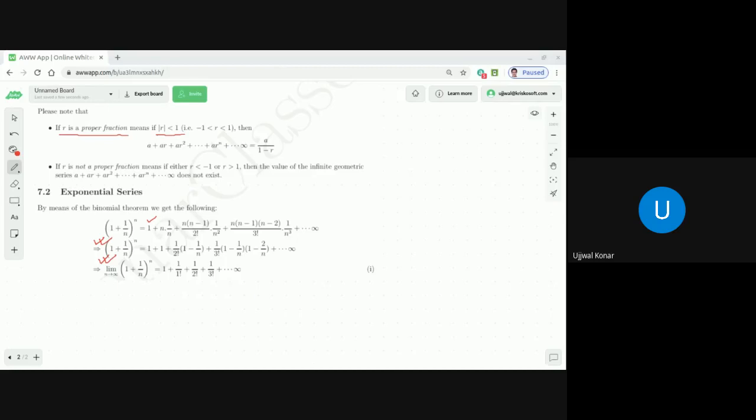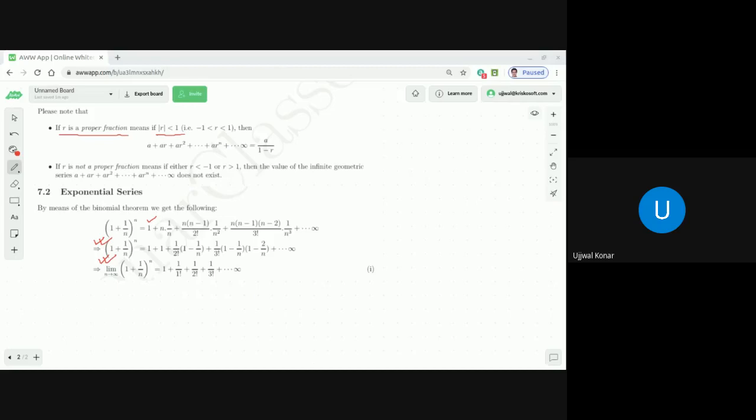So what we see is that as n is tending to infinite, the moment we find the limiting value of 1 plus 1 by n power n, it is tending to a specific value, 1 plus 1 by 1 factorial plus 1 by 2 factorial plus 1 by 3 factorial and so on up to infinite.